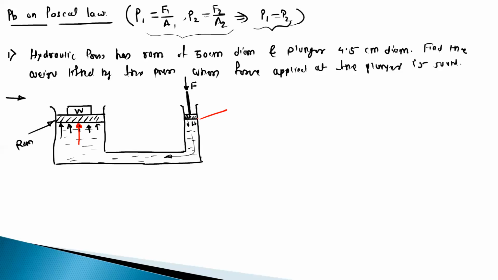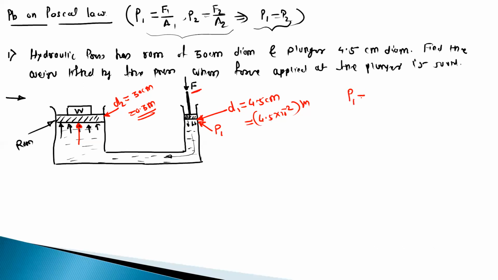So at this point, we have the diameter. Consider this diameter as D1 and this is equal to 4.5 centimeter, or we can write this as 4.5 into 10 to the power minus 2 meter. For the ram, it is having the diameter D2, and this is 30 centimeter, or this is 0.3 meter. Okay. So consider here the pressure as P1.